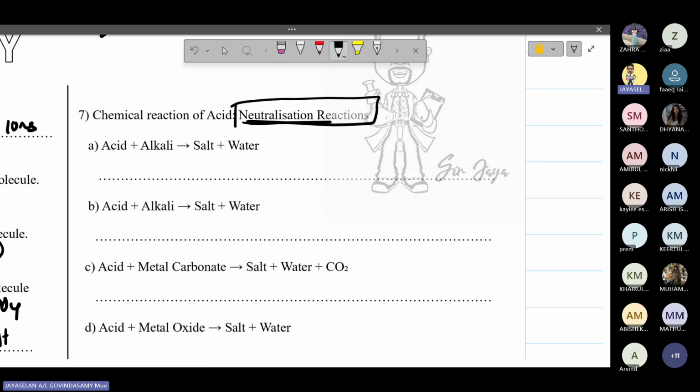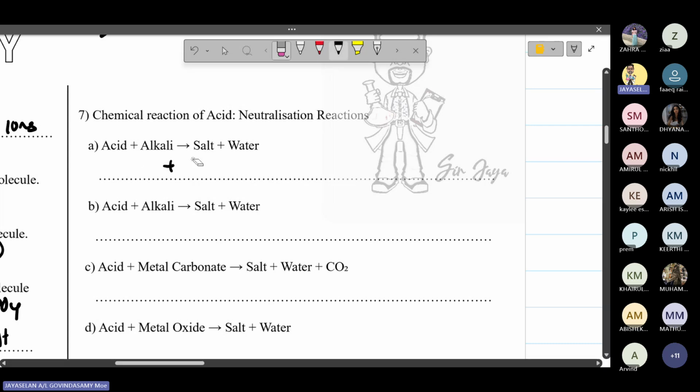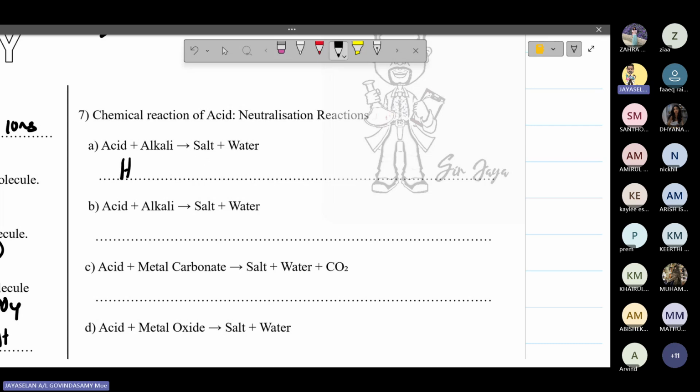Okay, we take one example. Hydrochloric acid reacts with sodium hydroxide. I take the slightly harder one. Okay, I take sulfuric acid. Sulfuric acid reacts with sodium hydroxide. What product will you get? Okay, write down the equation 1 minute from now.